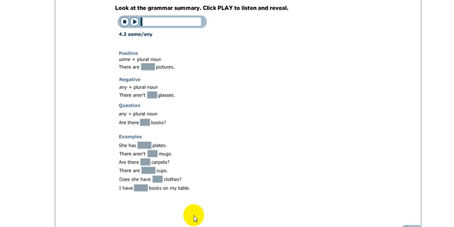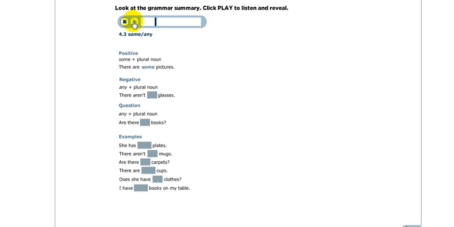Some and any. Some with a positive, any with a negative and a question. So let us know how to use 4.3 Some and any. Positive. In positive sentences, we use some with plural nouns.